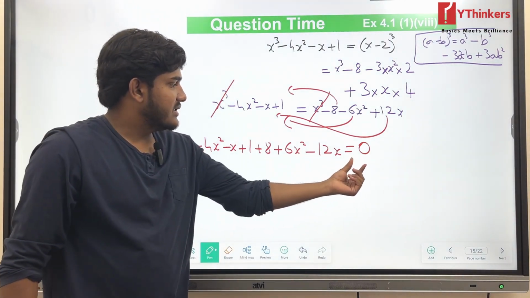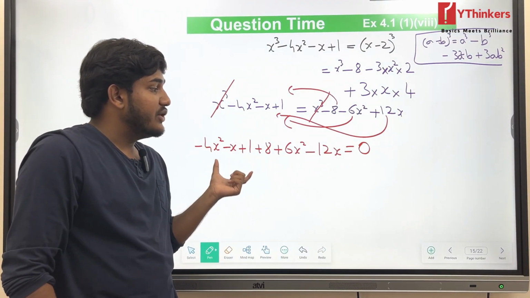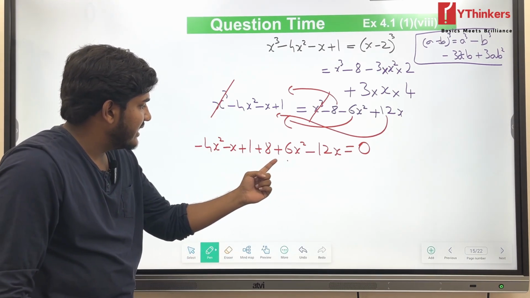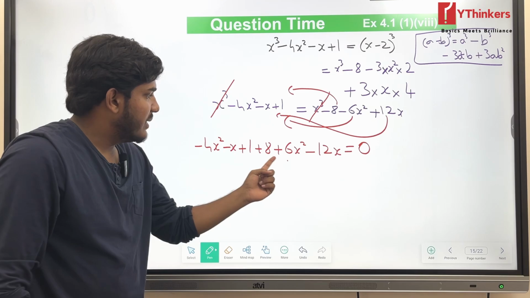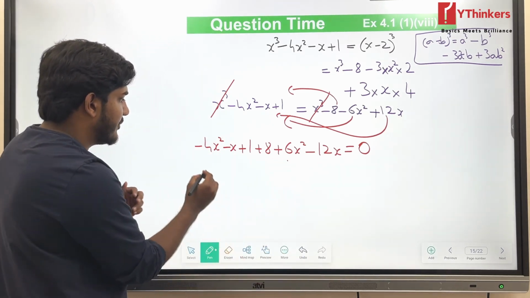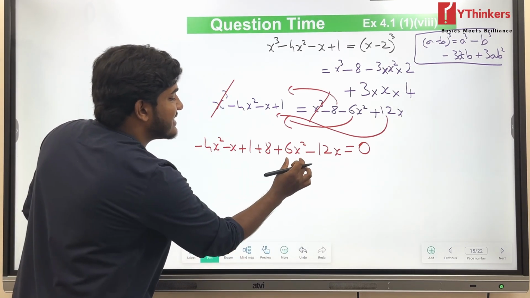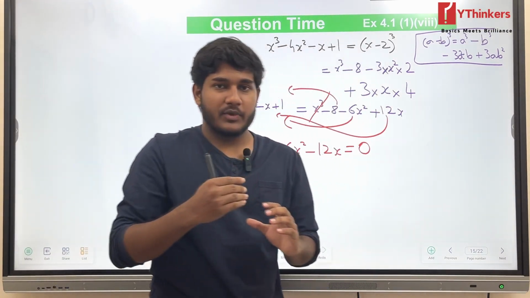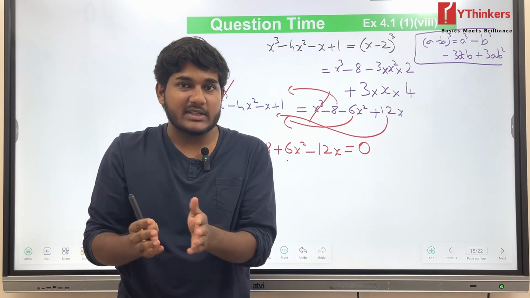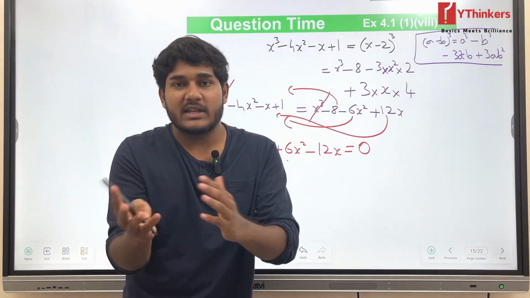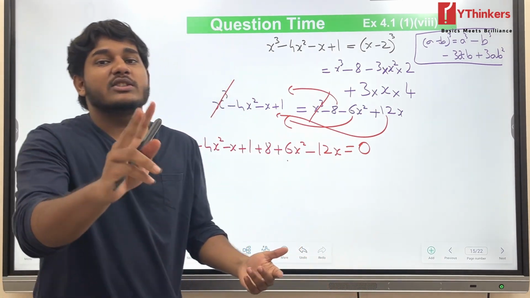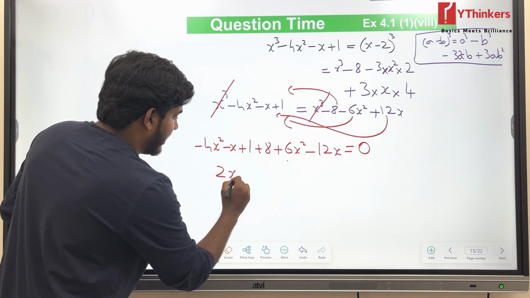So done. So this is this thing, but have I reduced it to the smallest form possible? No. There are still like terms, x square is a like term, x is a like term, 1 plus 8 is still remaining, so I'll convert it. What is minus 4x square plus 6x square? Minus 4 plus 6, or 6 minus 4 basically. It is 2x square.